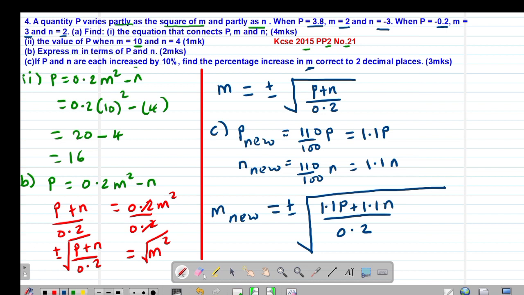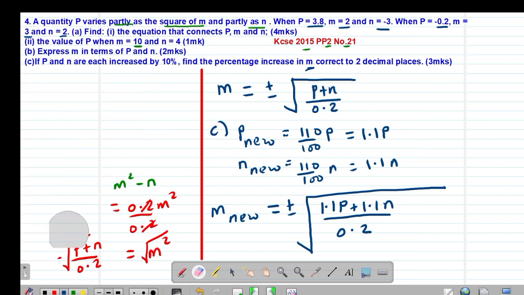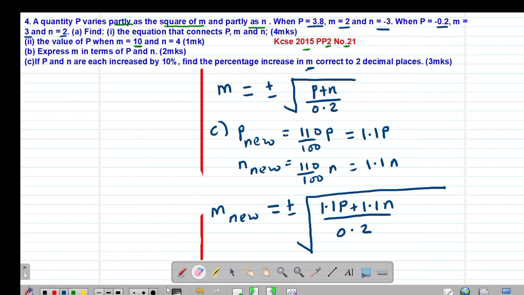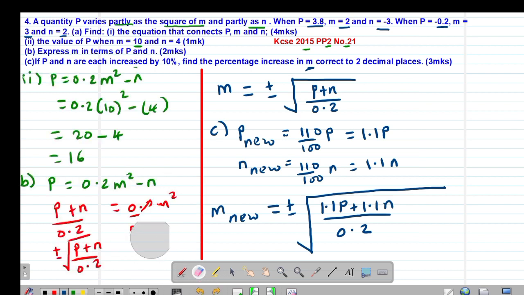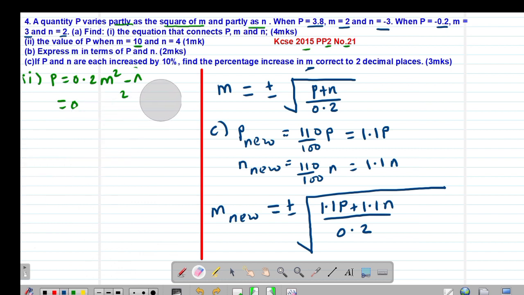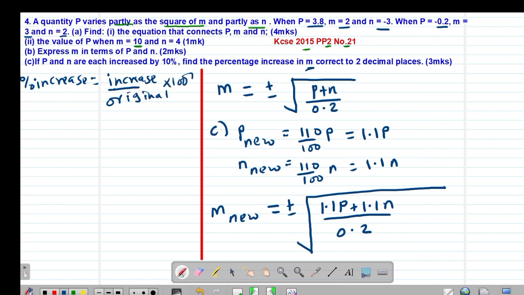So we need to find the percentage increase. To get the percentage increase, we just need to get the increase first, which is the new value minus the original value, then divide by the original value and multiply by 100%. So the percentage increase will be given by the increase divided by the original value, then we multiply it by 100%.